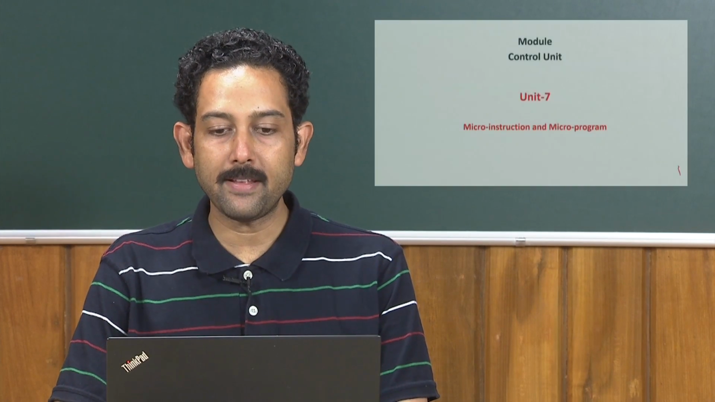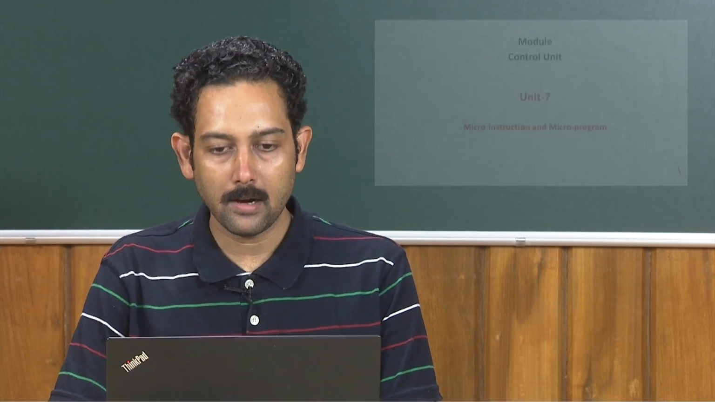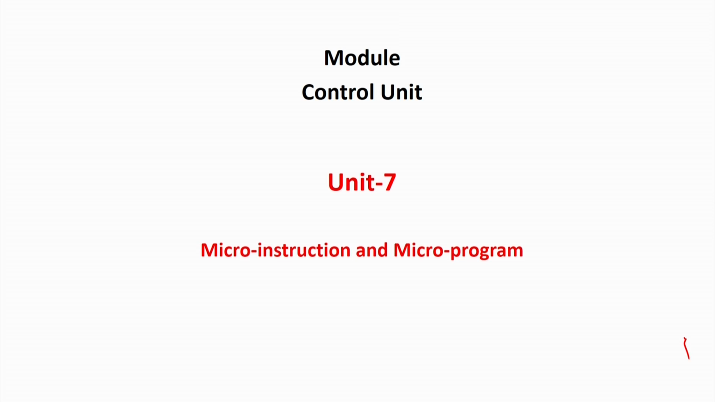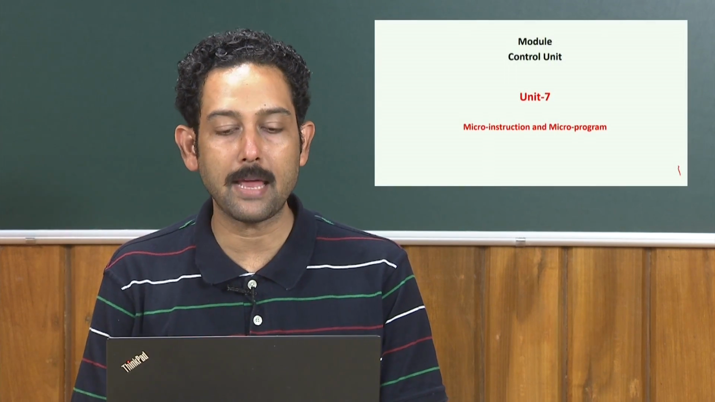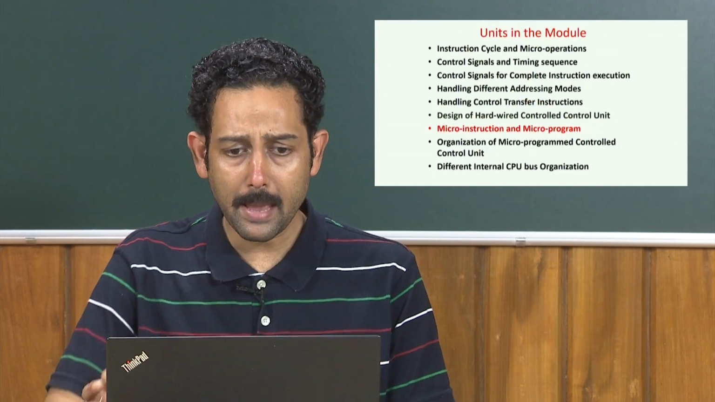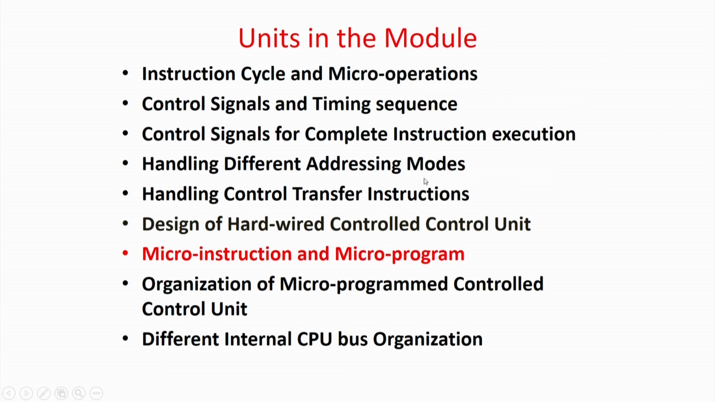Welcome to the 7th unit of the module we are discussing, that is on the control circuitry of the computer. This is the 7th unit in which we are going to study microinstructions and microprogram. In the last unit we had seen how to generate the control signals if the hardware is fabricated as a hard coded non modifiable circuit, which you call the hardware control unit.